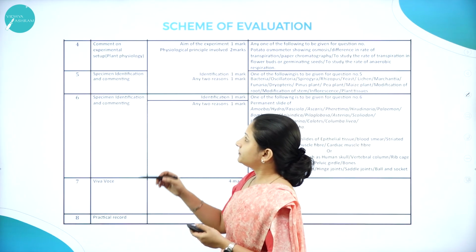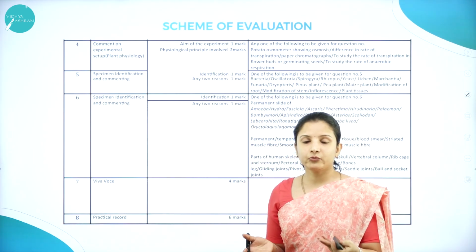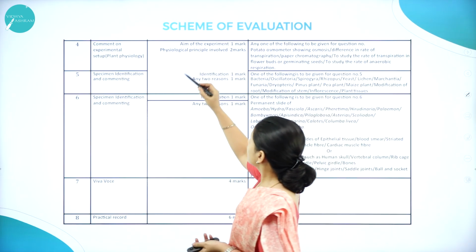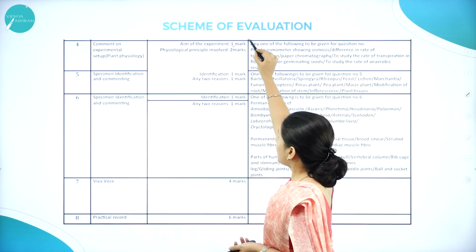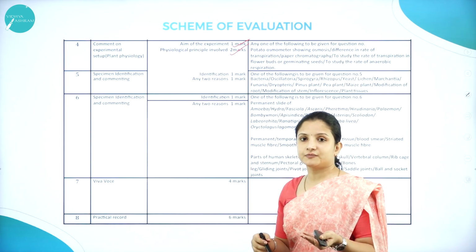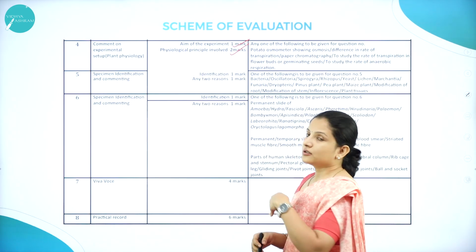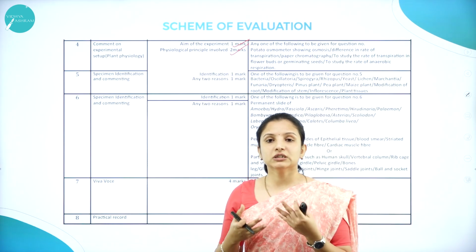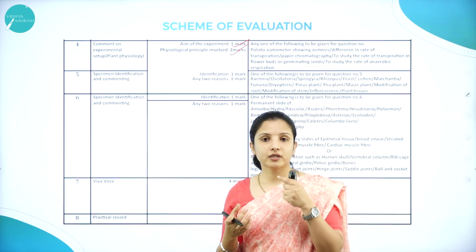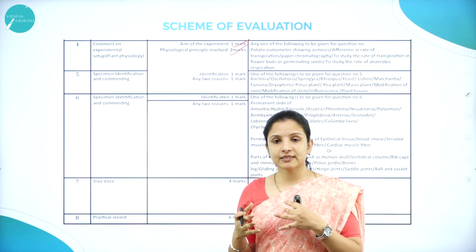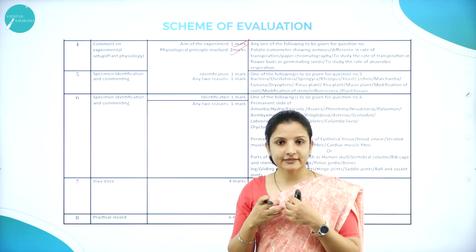Next, the 4th question, an experimental setup will be kept where you will have to identify and write reasons. For that, aim of the experiment is 1 mark, and the physiology or the principle involved behind that particular experiment is 2 marks. So, say for example, they have given you osmosis of potato. What you do is you put the potato in a different concentration of sucrose solution and you will see that the potato's weight has reduced.